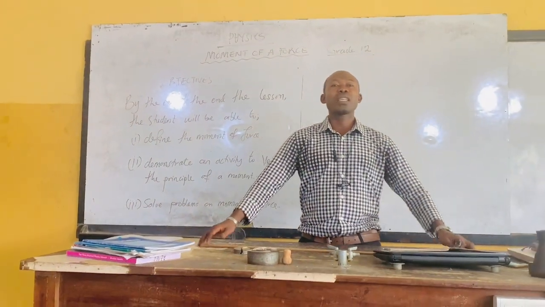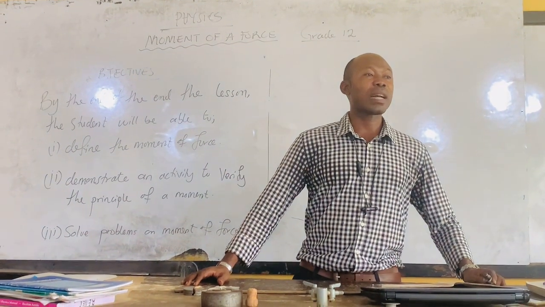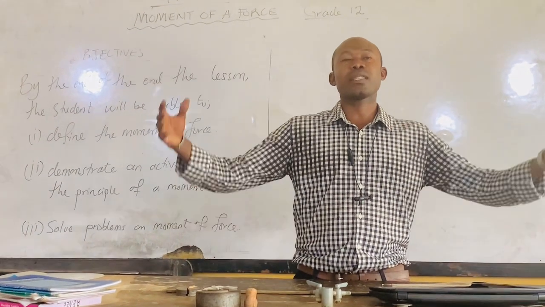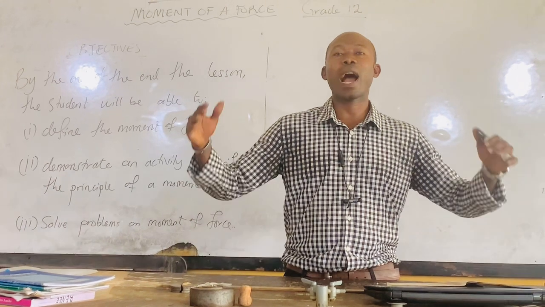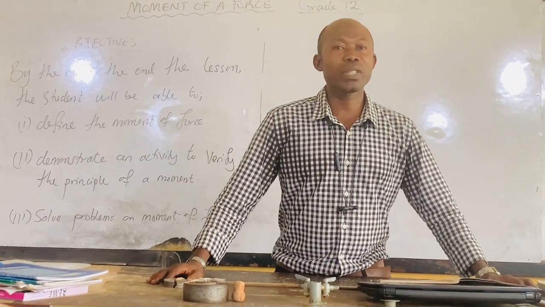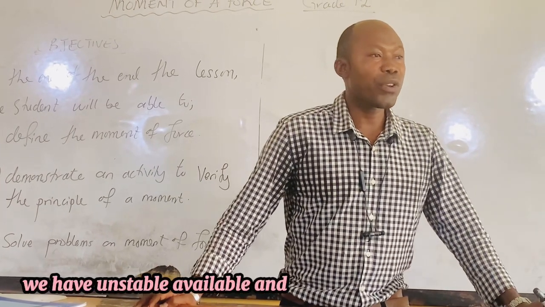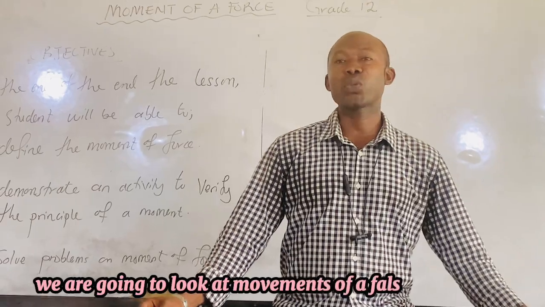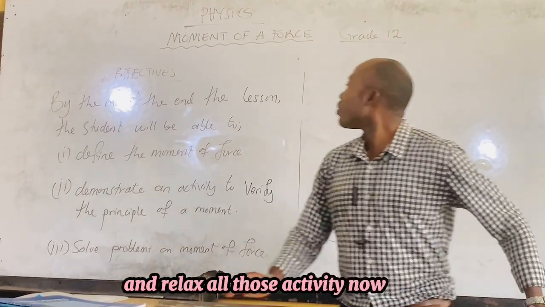Now, in our previous lesson, we talked about equilibrium of a force. And we learned that equilibrium means when forces act on an object and they are at rest. We have stable equilibrium, unstable equilibrium and neutral equilibrium. Today, we are going to look at moment of a force which shall implement all those activities.